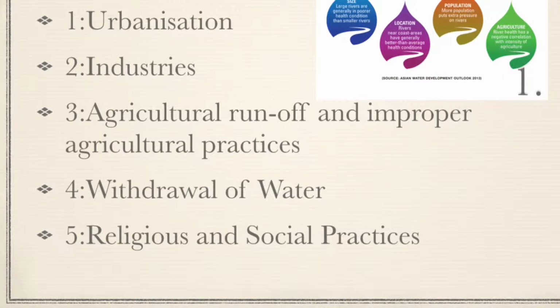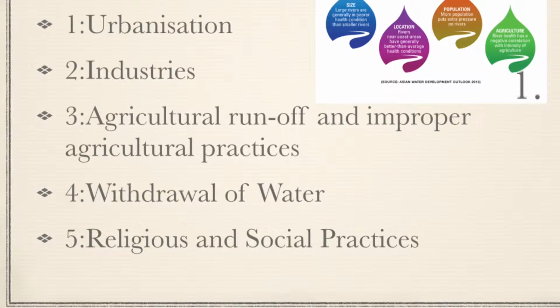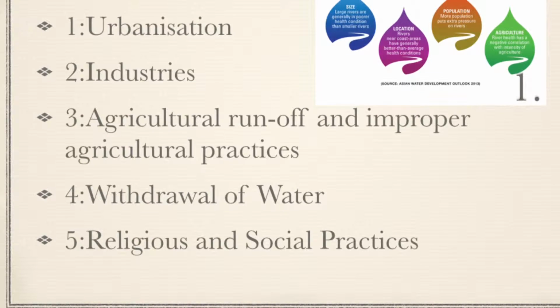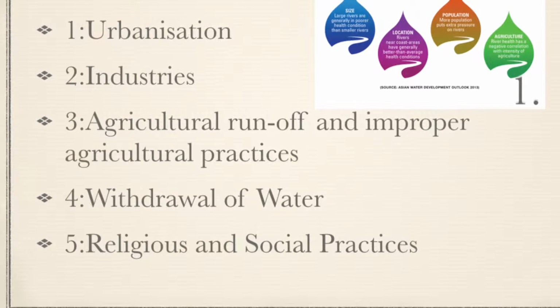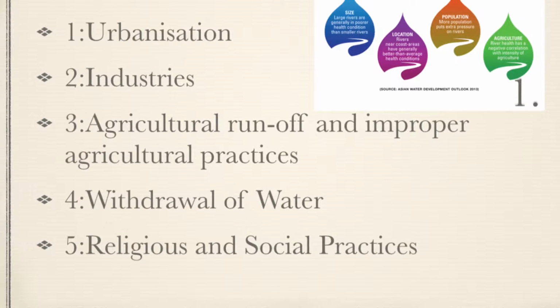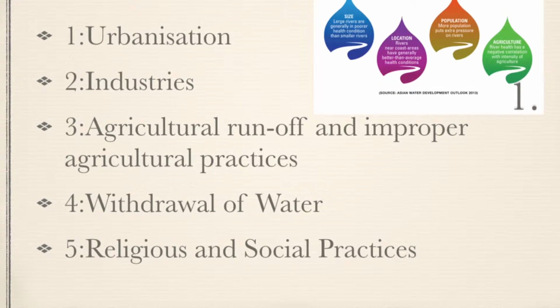5 major causes of water pollution in India. 1. Urbanization. 2. Industries. 3. Agricultural runoff and improper agricultural practices. 4. Withdrawal of water. 5. Religious and social practices. Factors affecting river water.